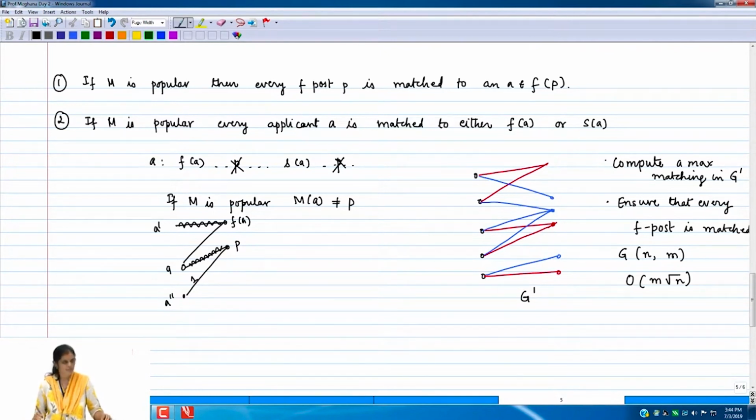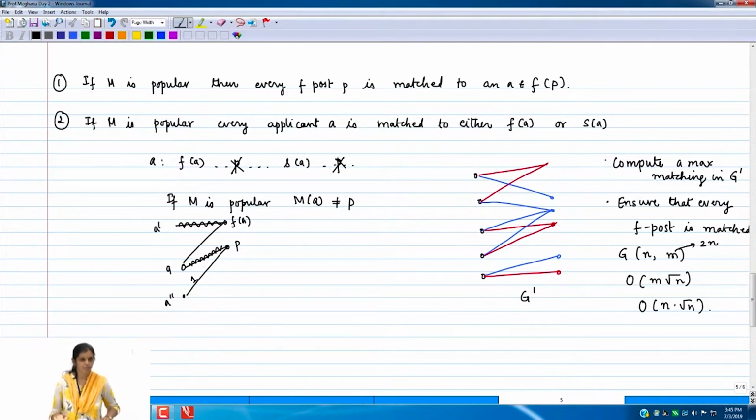So what is the size of our instance? We have n vertices. How many edges do we have? We have only 2n edges. We do not have a very dense graph. So this n is actually 2n. In fact, it can be even refined because it is 2n1, where n1 is the number of applicants and n is the total number of vertices, but we will live with this, and therefore our algorithm runs in time order n square root n. This is the running time of our algorithm.